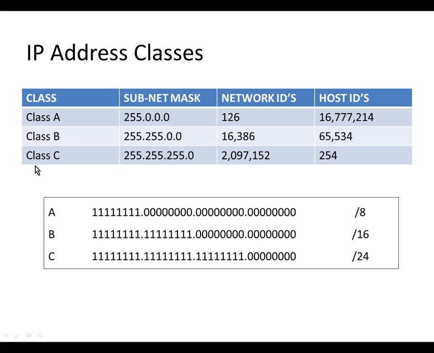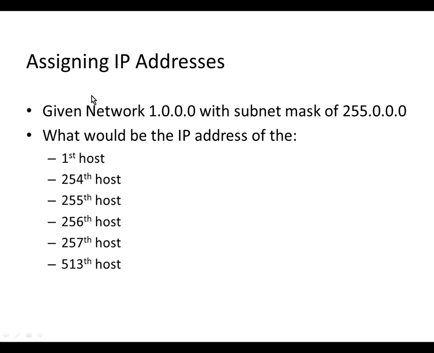Conversely, at the other end of the extreme is a Class C network, and the default subnet mask for a Class C network is 255.255.255.0. The computer sees that as a string of 24 ones. So a Class C subnet mask is a 24-bit subnet mask. Now let's look at assigning IP addresses, and this is a real tricky section.